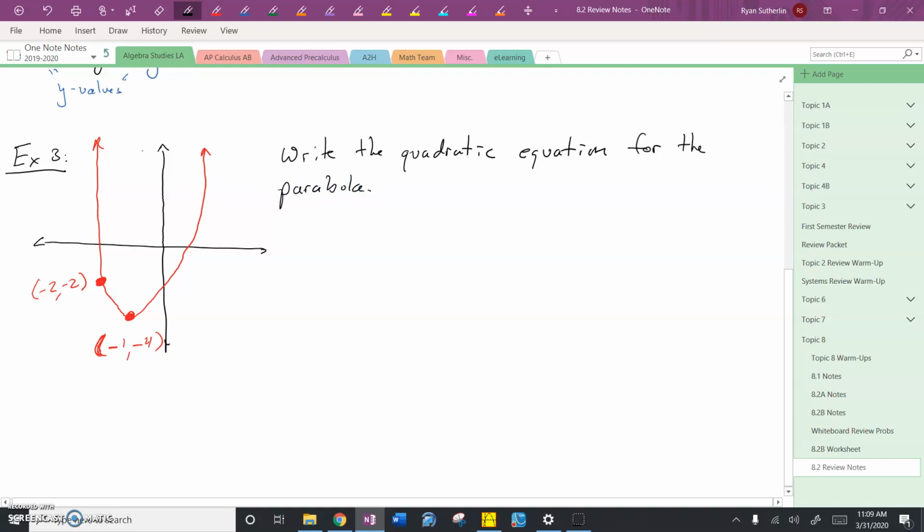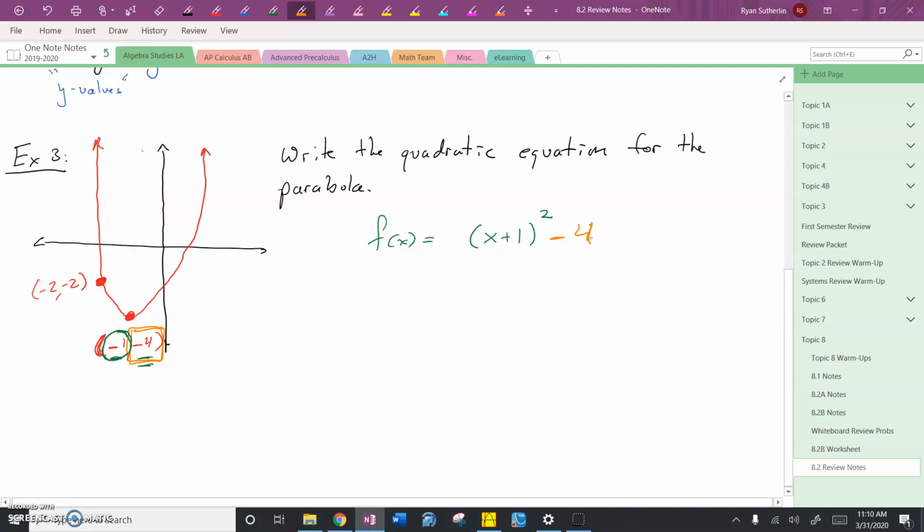Okay, so to start, we have what the vertex is. If I were to start with my equation, I have f of x equals, since the x coordinate of my vertex is -1, I have x plus 1 in parentheses, and that gets squared. And since the y coordinate of my vertex is -4, I have a -4 here.